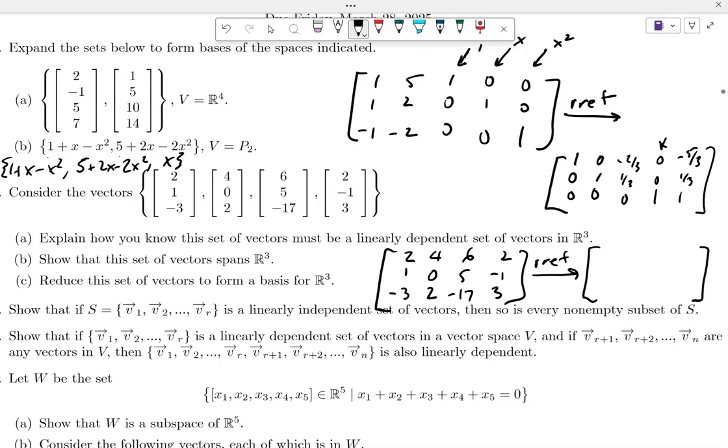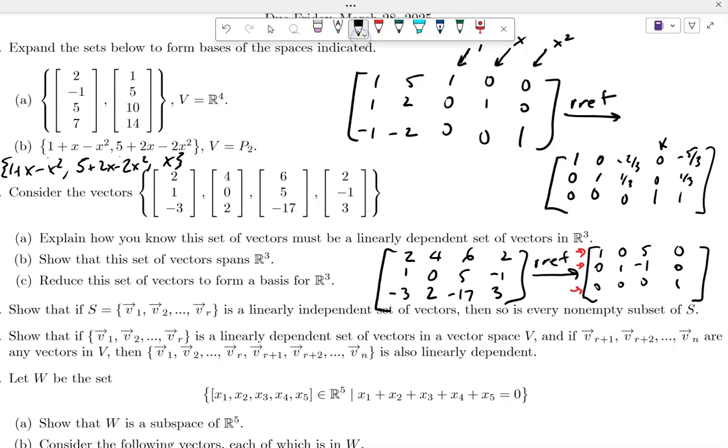So what do you get for your reduced row echelon form? Coming down the columns, 1, 0, 0, 0, 1, 0, 5, negative 1, 0, 0, 0, 1, good. So the fact that you've got a pivot in every row, that's what tells you it spans, right? Remember again, linearly independent is pivot in every column. Spanning is pivot in every row. Okay, so that's what shows that it spans.